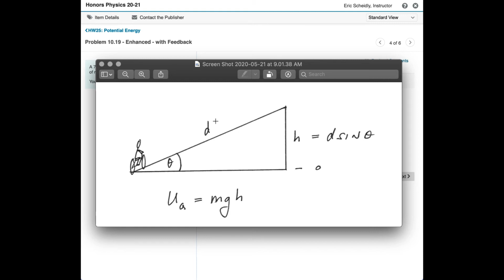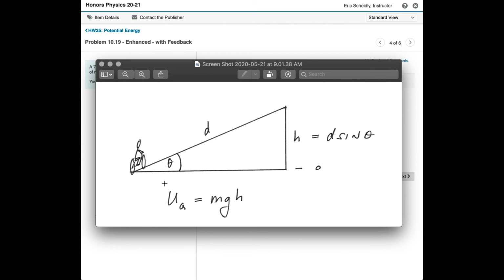Now, the important thing to realize here is that they've given you the distance d that the bicycle travels up the incline. You want to calculate the gravitational potential energy, but the gravitational potential energy is not mgd, it's mgh, the vertical height that the bicycle goes to as it goes from the bottom to the top.